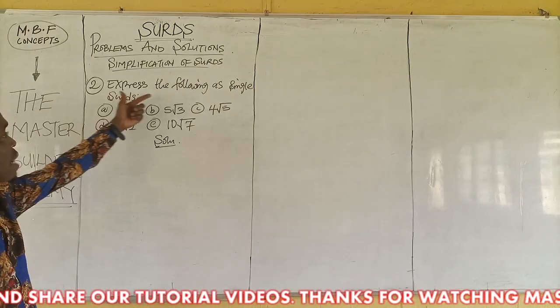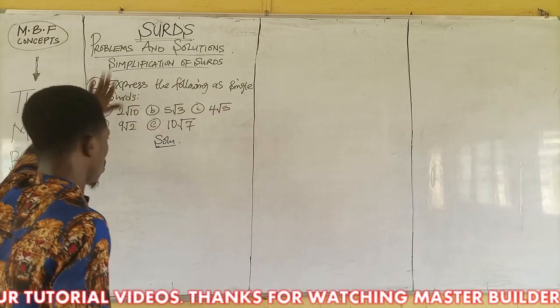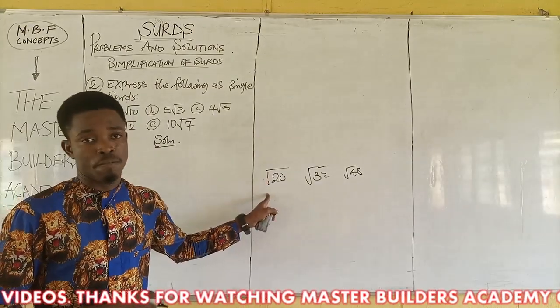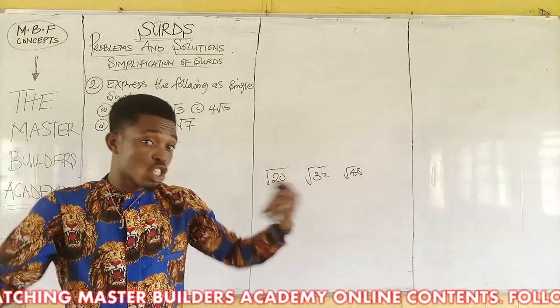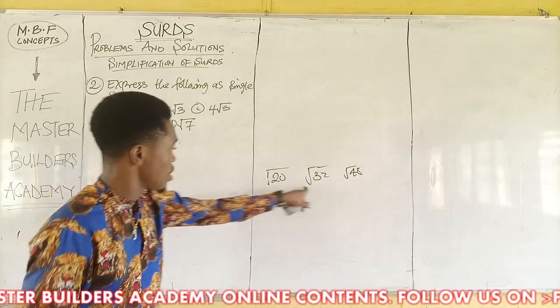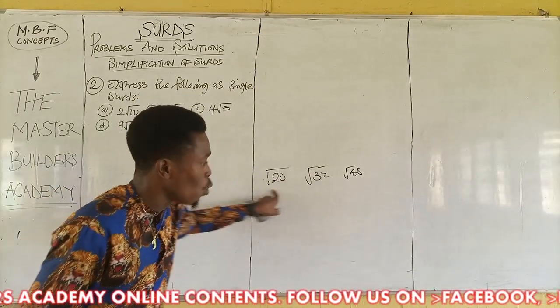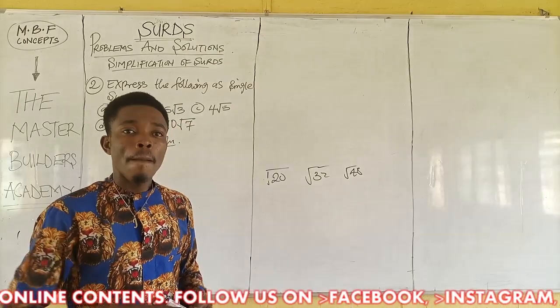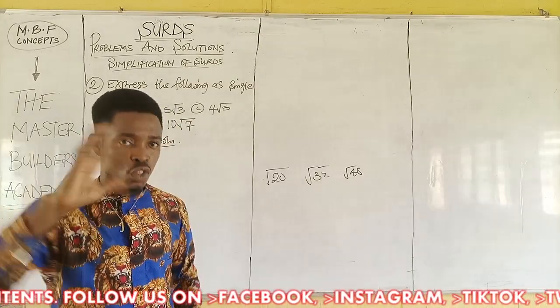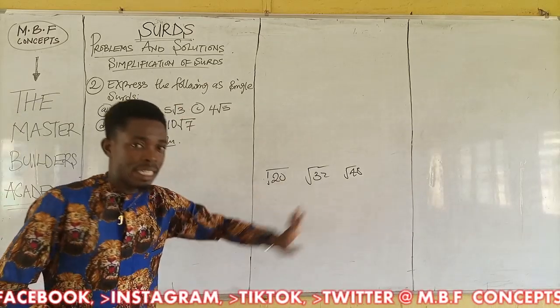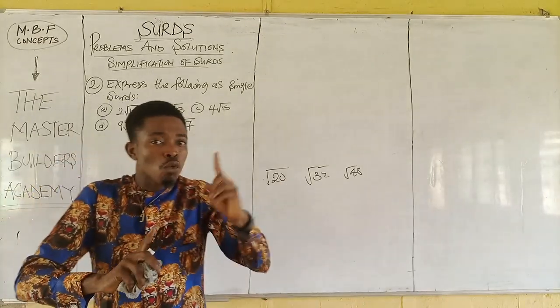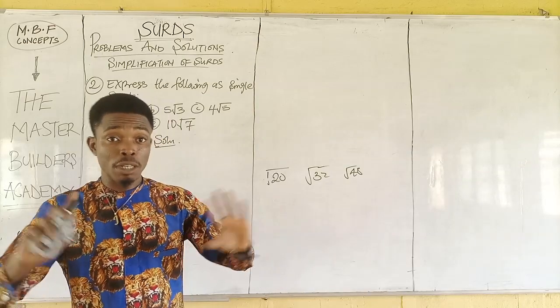Now, we are asked to express the following as a single Surd, that is, with no coefficient before the square root. This is an example of a simple Surd. So we are asked to convert all of this now to this format. It is a reverse of question 1, guys. It's not a big deal.